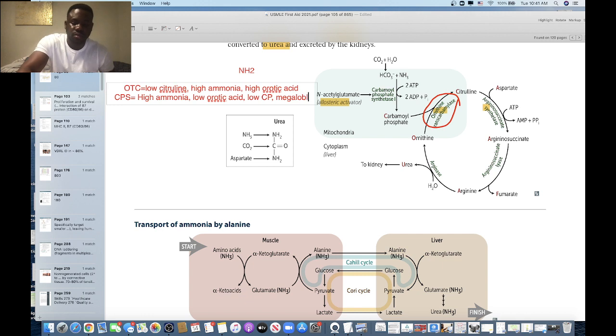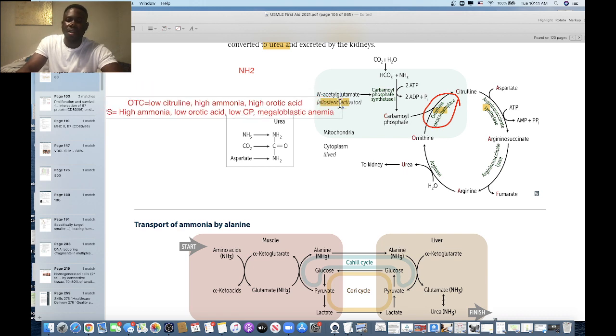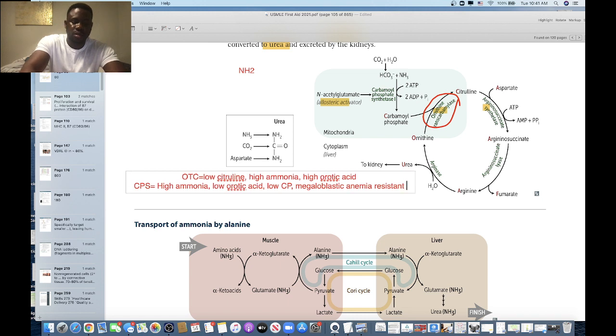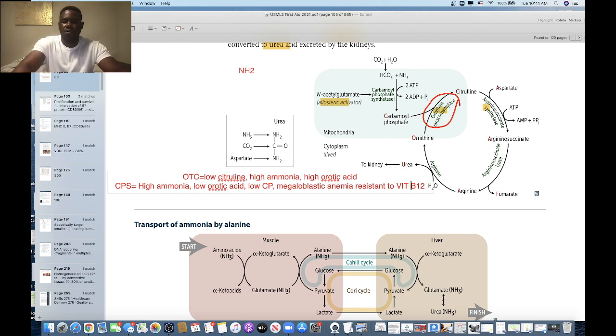Megaloblastic anemia. And what you want to know is that in this megaloblastic anemia, if we treat with B12, the person will never get well. The person will never get better. So it is resistant to B12. So take note of that: resistant to vitamin B12.